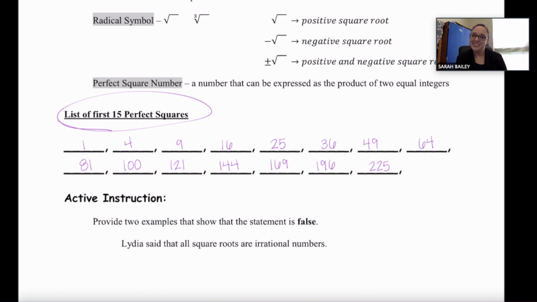Great, guys. All right, take just a couple seconds and make sure that you have the first 15 perfect squares listed correctly on your paper. Great. All right, so let's look at the next part.